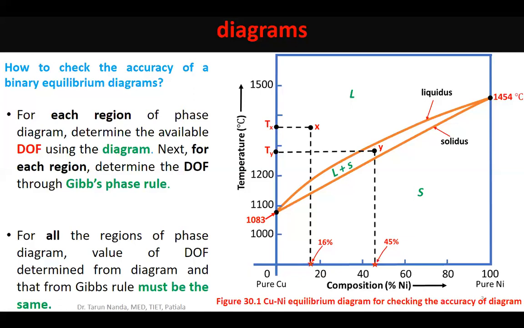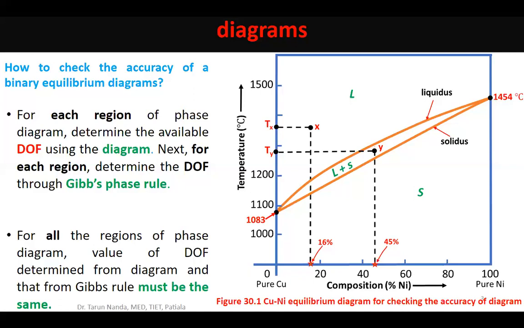But if you get even a single instance, even a single phase region where the answer to the degrees of freedom coming from the diagram is different from that coming from the Gibbs phase rule, the entire diagram needs to be relooked into and it has to be modified. It's wrong, right? Again, mind it, it's not that it is wrong in that particular area only where this disparity has come. The diagram might be wrong at any place. You need to relook it in its entirety.